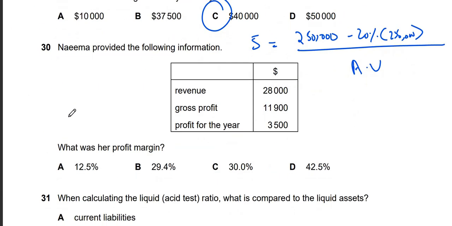Question number 30. Nasima provides the following information: revenue, gross profit, profit over the year. What was the profit margin? Her profit margin will actually be profit for the year, which is 3,500, multiplied by 100 and divided by total revenue, which is 28,000. So you will get 12.5.